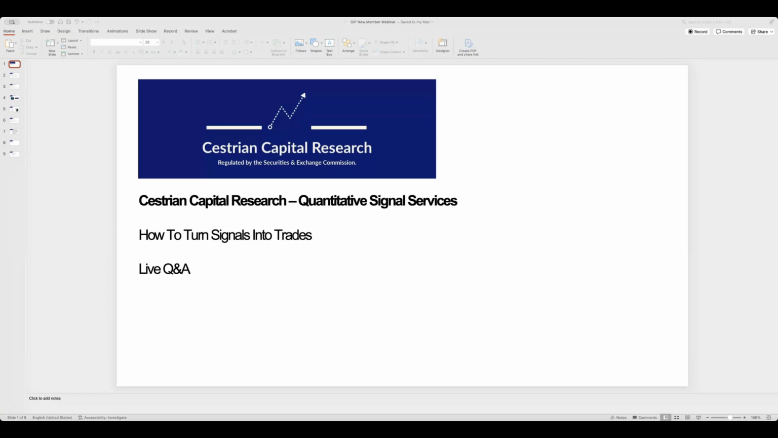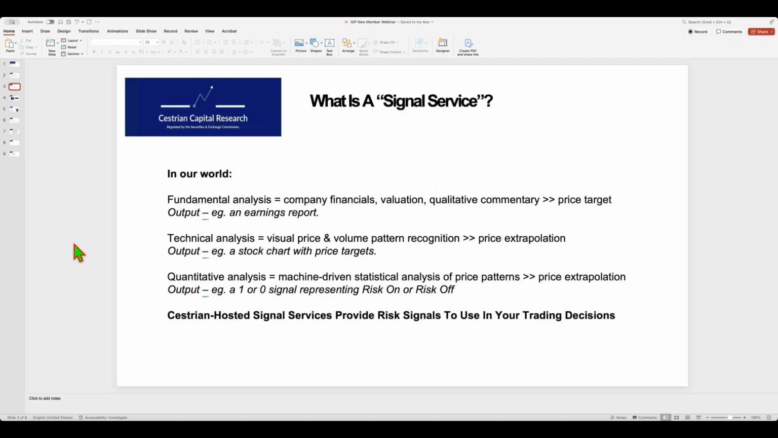Okay, let's get going. So first of all, what is a signal service? We market and sell a few of these now. And so I'd just like to walk through what we mean by this. So in our world and how we define things, there are basically three types of analysis for any liquid security.